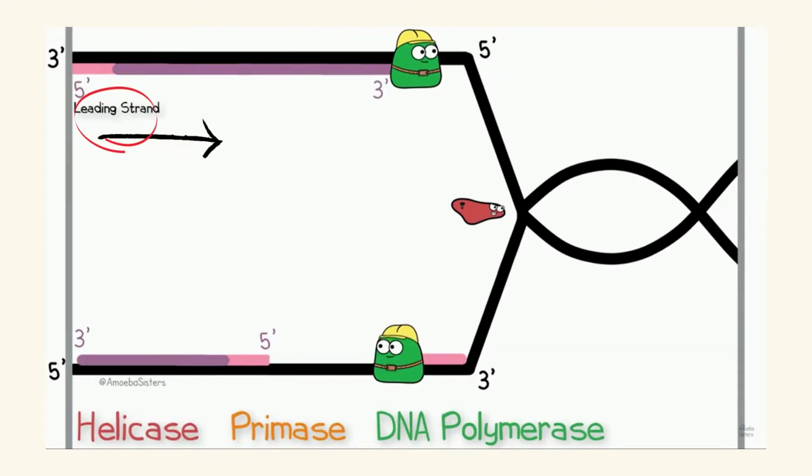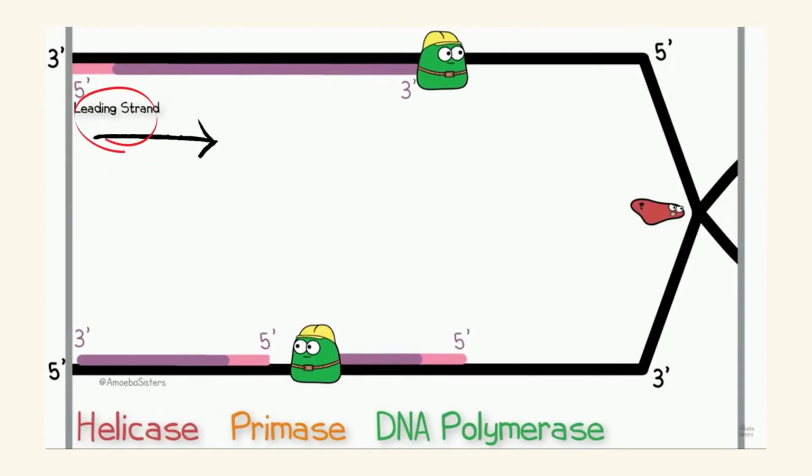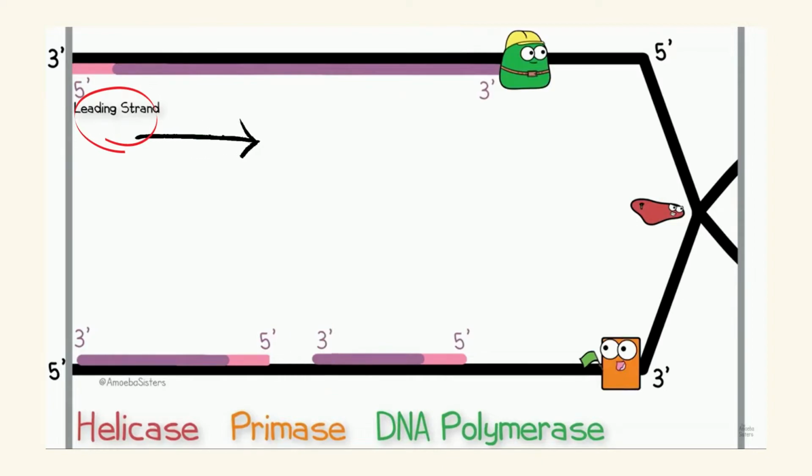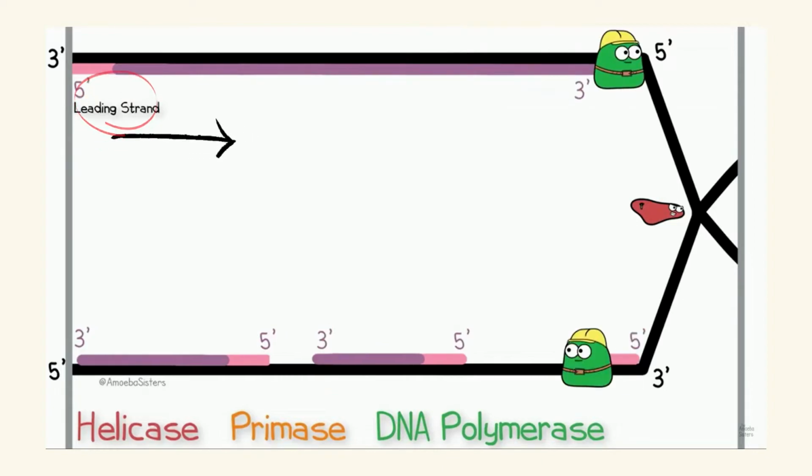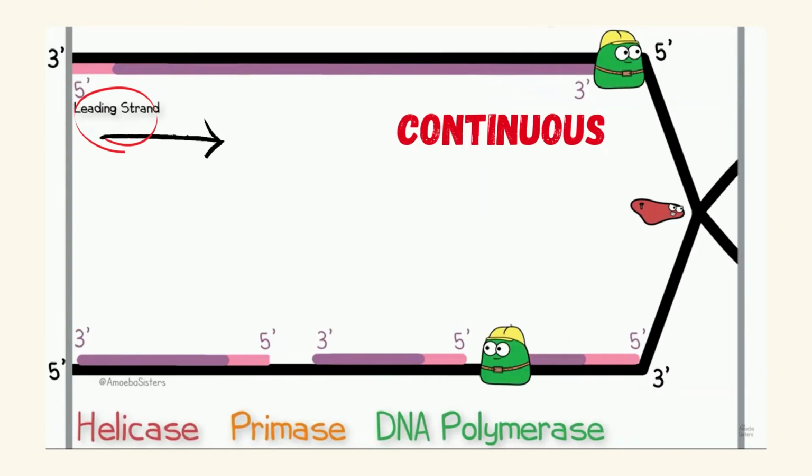For the leading strand, the DNA polymerase builds the new strand in the 5' to 3' direction, racing up next to where the unwinding of the double helix is happening. This sort of replication is called continuous.